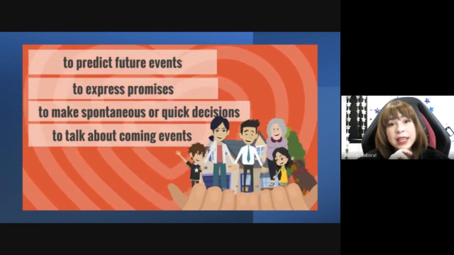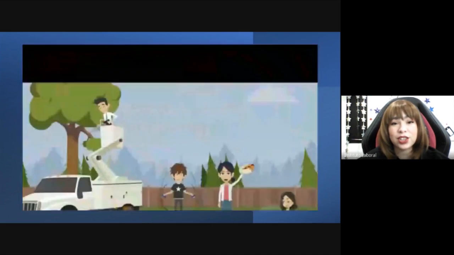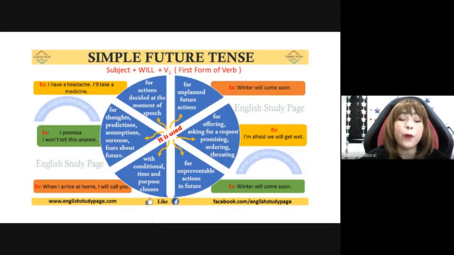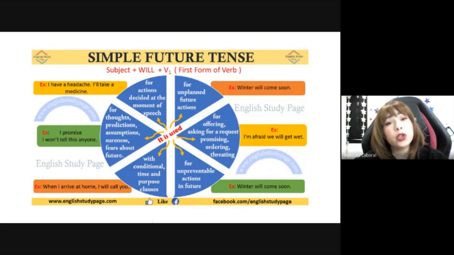Future is one of the easiest tenses to learn in English. Simple future tense. So what is the form? The form for simple future tense is subject plus the auxiliary will plus the verb. The verb must be in its base form. We use it, for example, for unplanned future actions. Example: winter will come soon. So this is something that is unplanned. What is going to happen in the future?